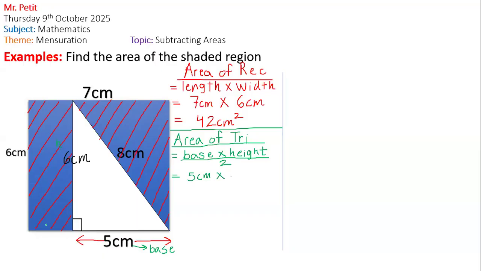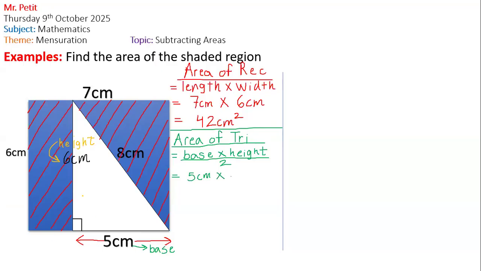This is the height. Oh, I can't see that. So it's a different color. So the height is 6 centimeters. So the base is 5, the height is 6.